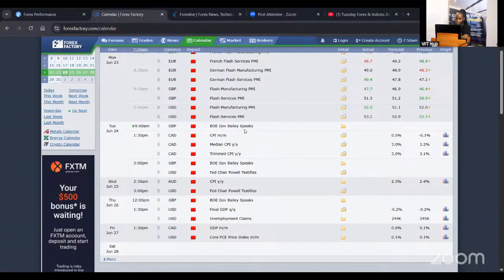BOE Governor Bailey speaks on the pound, CPI on the CAD, median CPI on the Canadian dollar as well. Then later on, we have Fed Chair Powell testifies on the dollar by 3 p.m., which is today. BOE Governor speaks, this is on the pound.